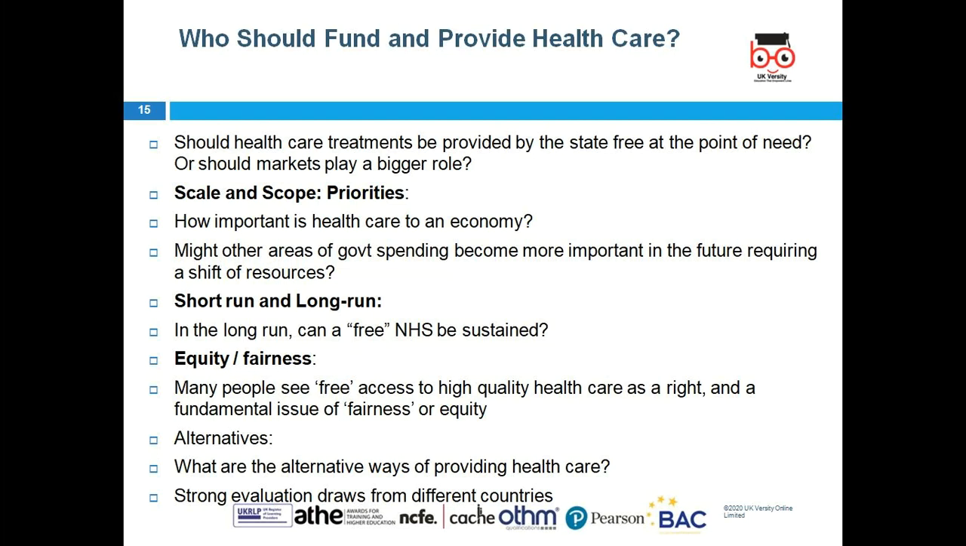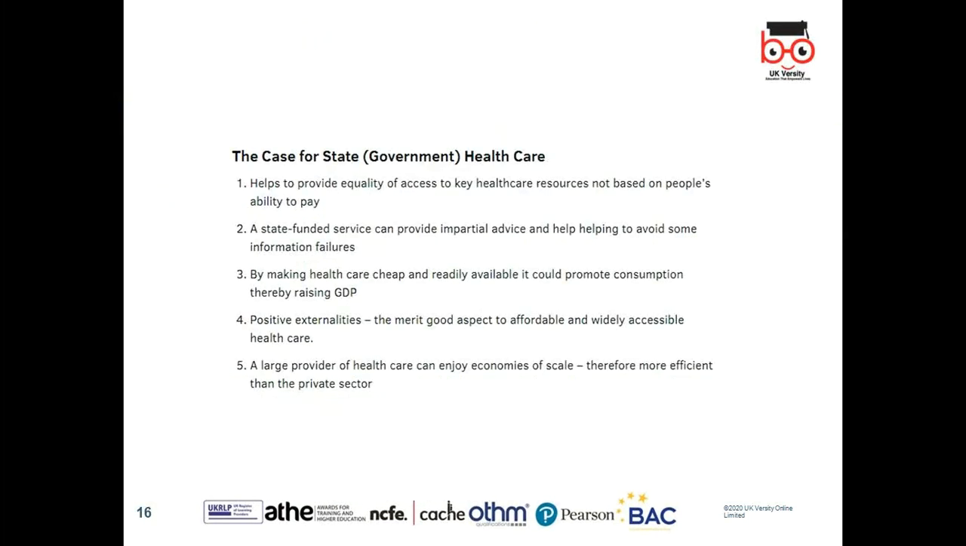So what are the alternative ways of providing healthcare? Strong evaluation drawn from different countries. Different countries, like the US, have private healthcare. Okay. The case for state government healthcare: it helps to provide equality of access to key healthcare resources, not based on people's ability to pay. State funding can provide impartial advice and help to solve some information failure by making healthcare cheap and readily available.